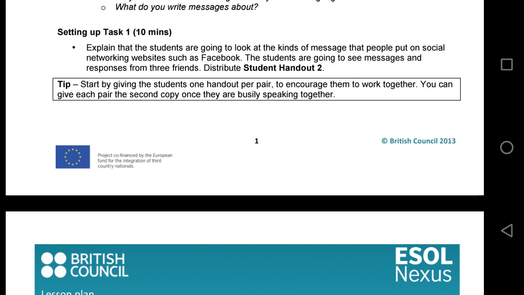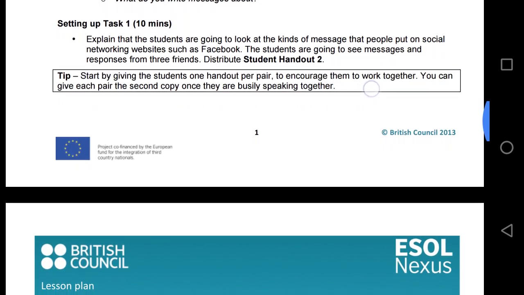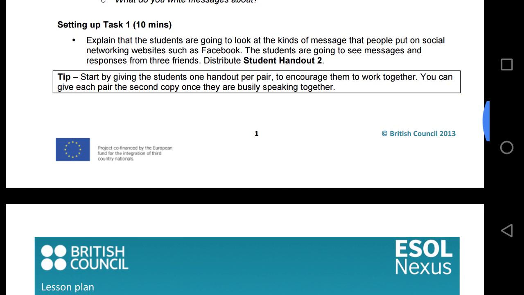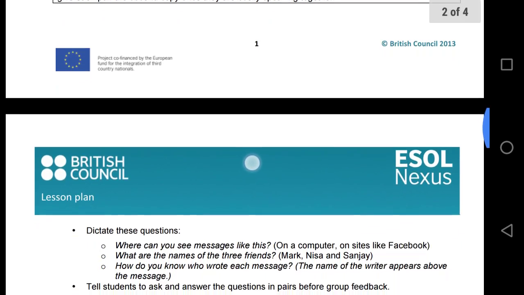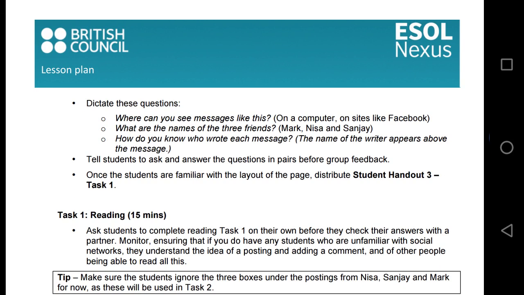All right, I like the tip right here. That tip is a good one. Yeah, make them share so they actually have to talk about it. And then once they're talking, yeah, that's when they should each get their own.